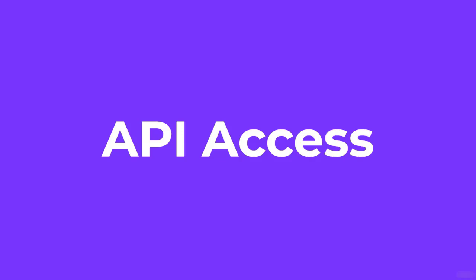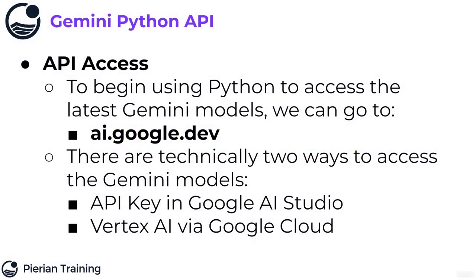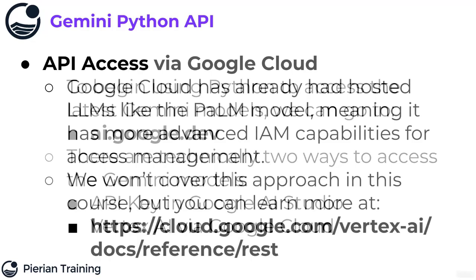Welcome everyone to this lecture where we're going to cover how to get API access to the Gemini models. To begin using Python to access the latest Gemini models, we're going to go to ai.google.dev that has information about how to go to MakerSuite to actually create the API key, as well as just information about the Gemini models. I want to quickly point out, however, there are technically two ways to access the Gemini models. You can use an API key in Google AI Studio, which is what we're going to use, but you can also technically use the Vertex AI via Google Cloud.